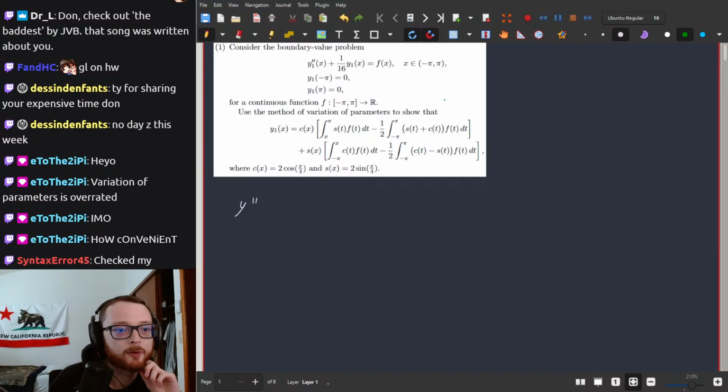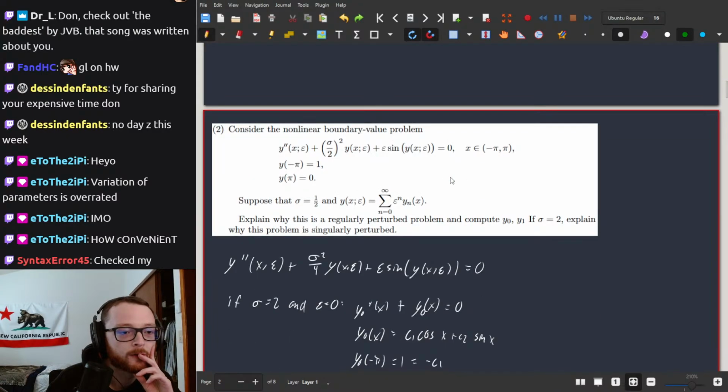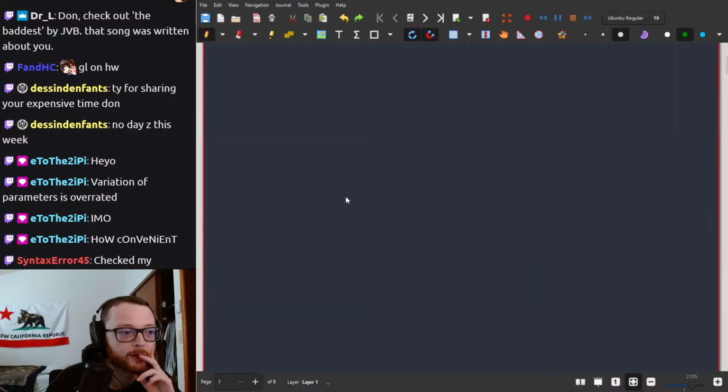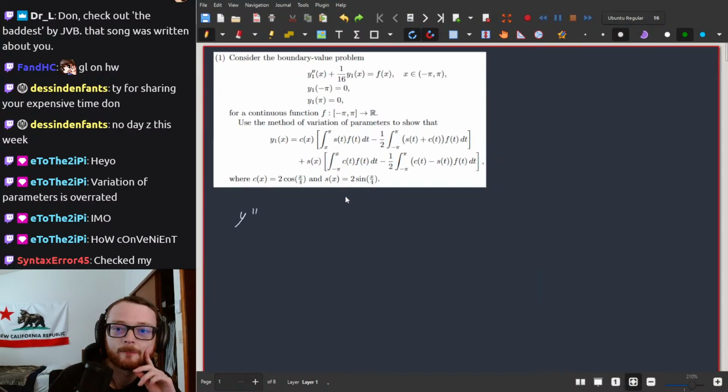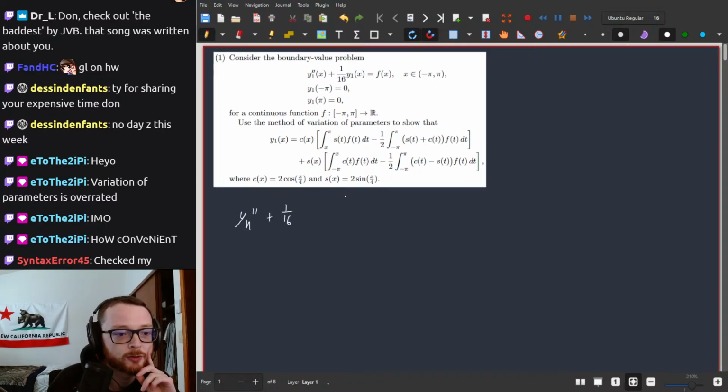And so I'm going to drop the subscript ones. I think they're doing that because it's related to problem 2. But the boundary conditions are slightly different, which is annoying. So I'm just going to drop the subscript one because it's not important. Actually, I'm going to put an H for homogeneous. Actually, sure.